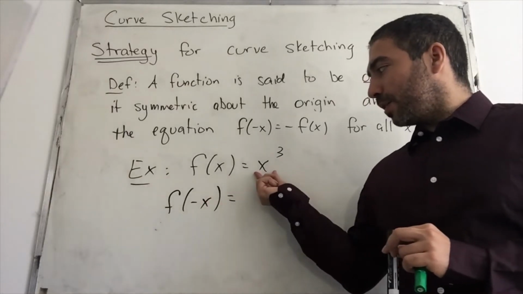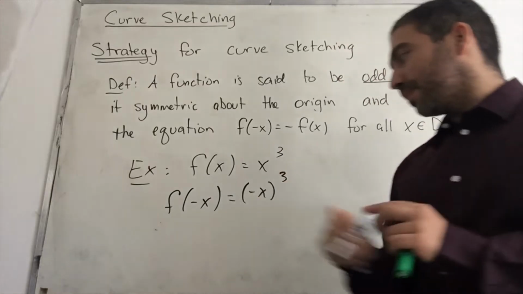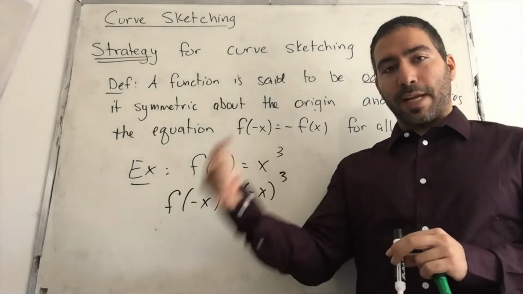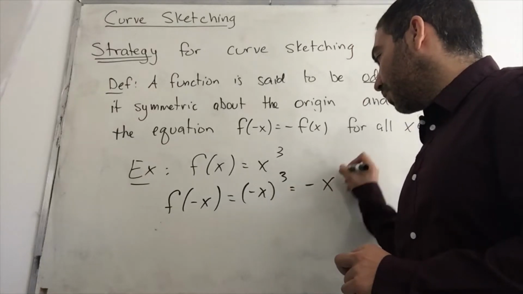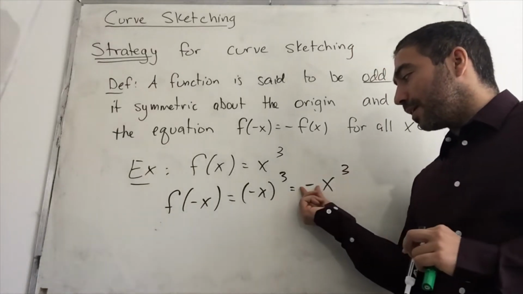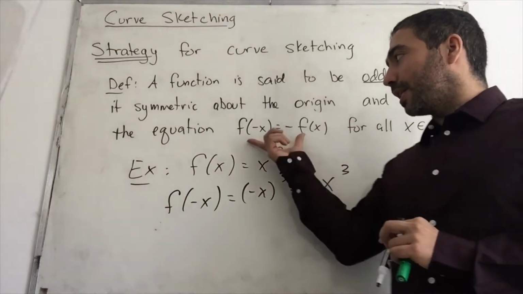Substituting your x in the equation here with negative x, we get negative x cubed. And if we do negative x cubed, which means negative x times negative x times negative x, that just gives us negative x cubed. So notice it's the negative of what we started with. We started with x cubed, and there's just a negative in front. That's what this is saying.